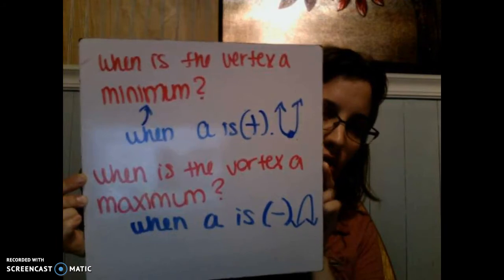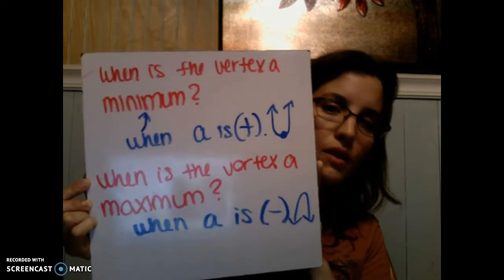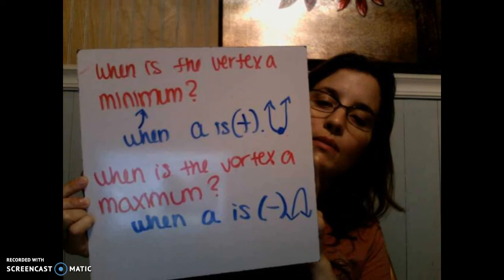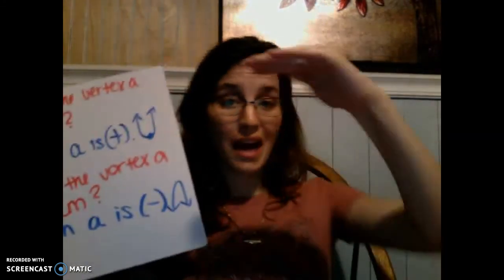And when is the vertex a maximum, or maxima, as it's also known? That's when your a is going to be negative. It'll be a negative a, because that means it's going down. So therefore, you're going to have a maximum point. All right, so I'll pick a couple others from this section to go over, and then we'll look at 9.2.